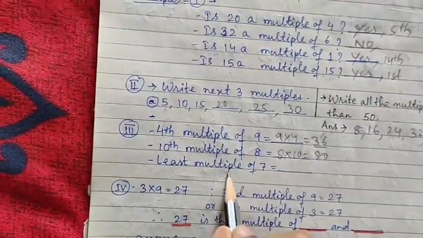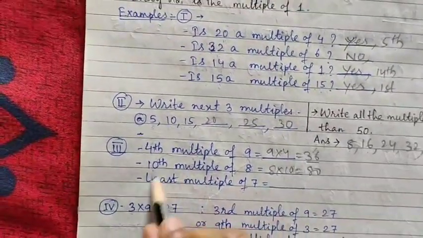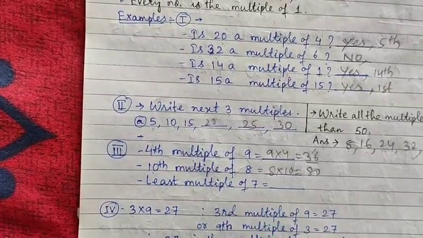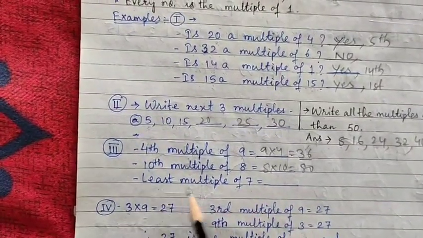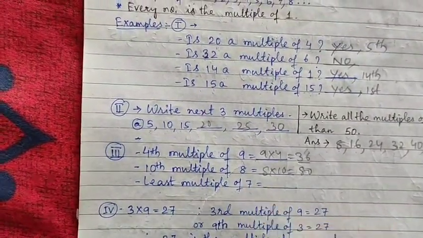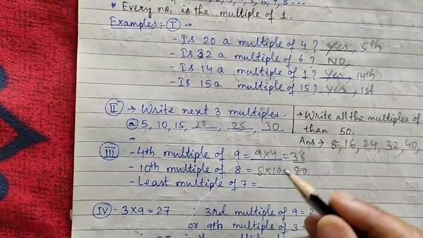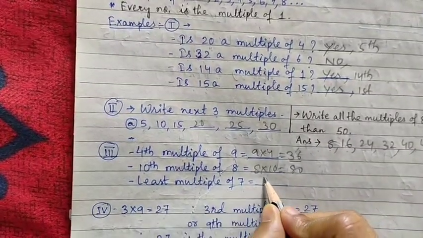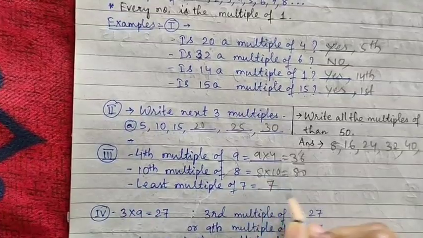Then least multiple of 7. Least means minimum, सबसे कम सबसे छोटा. What is the least multiple of 7? So start the multiples of 7. 7 1s are 7. सबसे छोटा वही है क्योंकि 7 2s are 14.